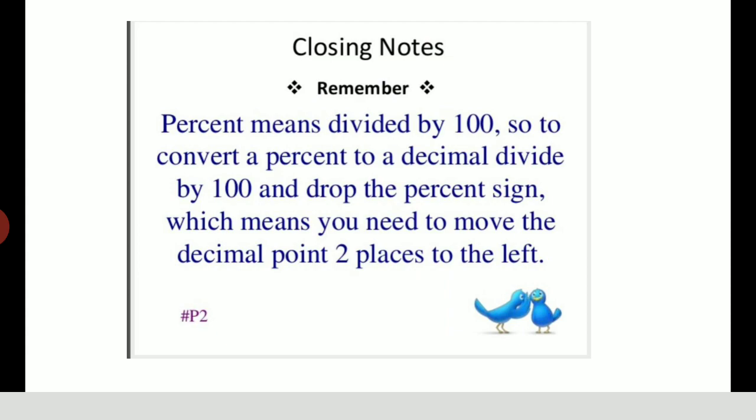Percent means divided by 100. So to convert a percent to a decimal number, we divide by 100 first and then drop the percent sign, which means that you need to move the decimal point two places to the left.